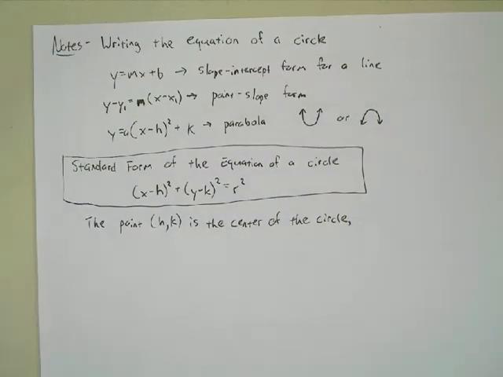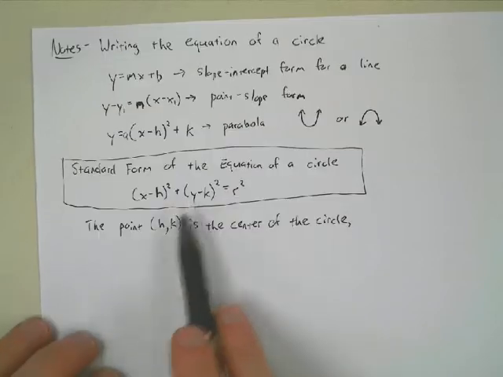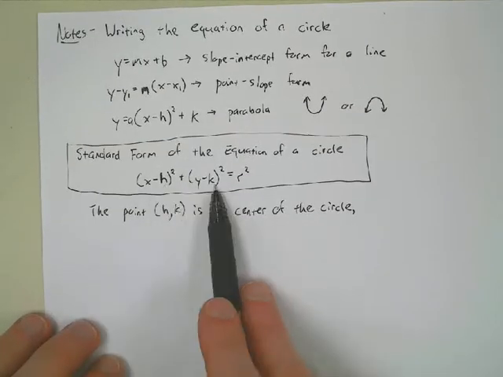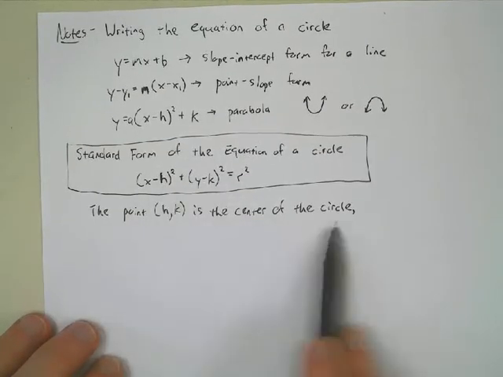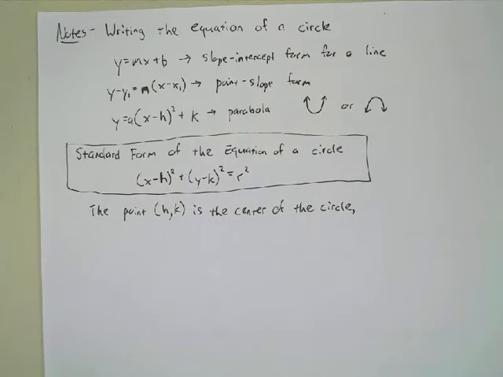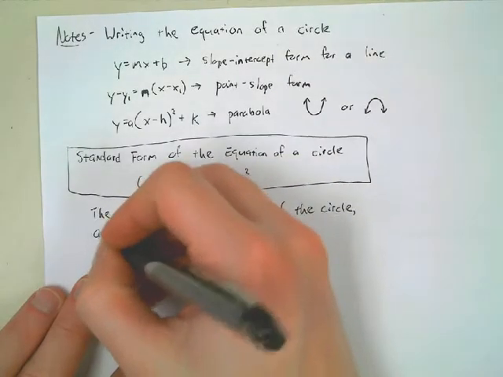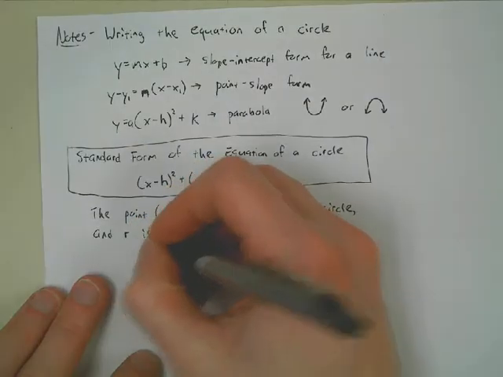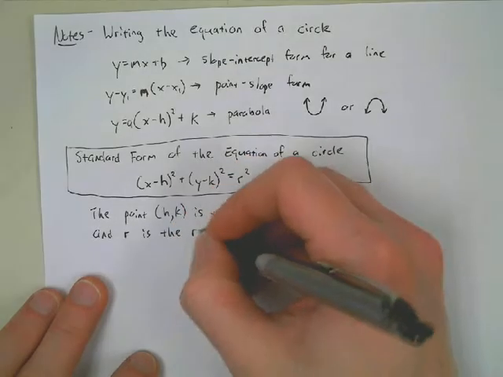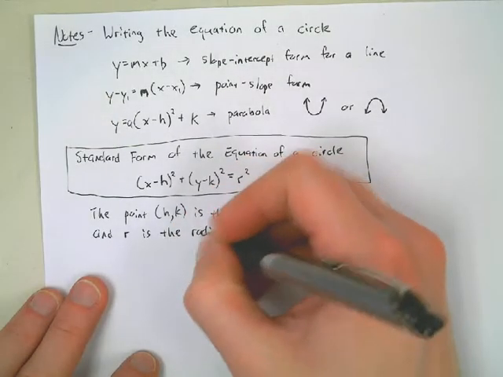x and y are obviously going to be our variables, but h and k are the center of our circle, the center point of the circle. Anyone want to guess what r is going to be? It's the radius, that's right. And r is the radius of the circle.